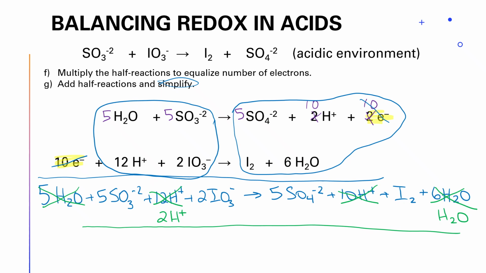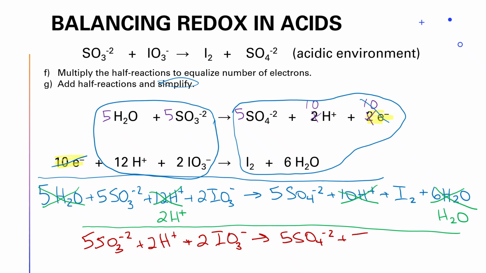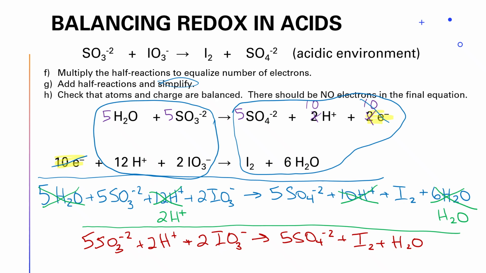We end up with 5 sulfates, 2 hydrogens, 2 iodates on the left, 5 sulfates, 1 iodine, and 1 water on the right. And that should be it. Check to make sure everything is balanced. There should be no electrons in the final equation. Everything should just be good. So let's make that double check just to double check.